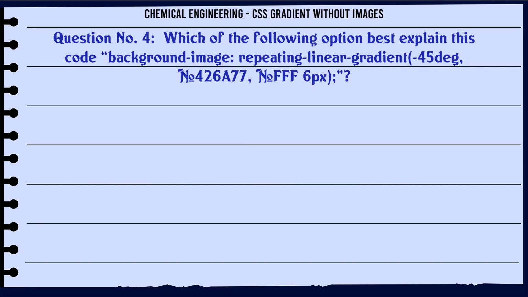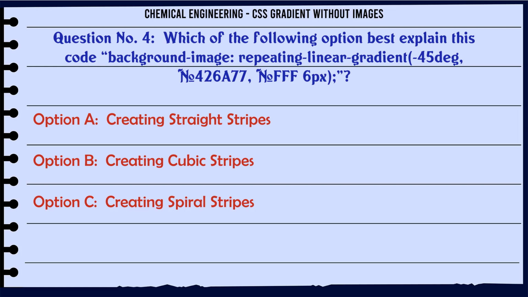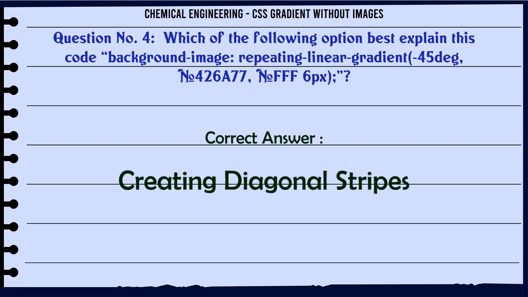Which of the following options best explains this code? Background image repeating linear gradient 45 deg 426 A77 FFF6px. A. Creating straight stripes. B. Creating cubic stripes. C. Creating spiral stripes. D. Creating diagonal stripes. The correct answer is creating diagonal stripes.